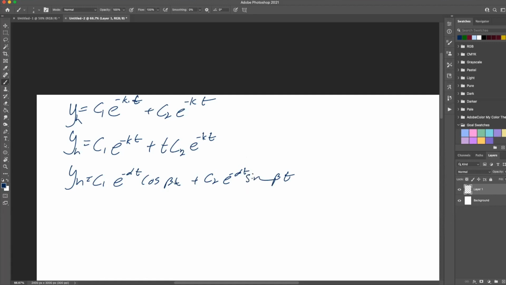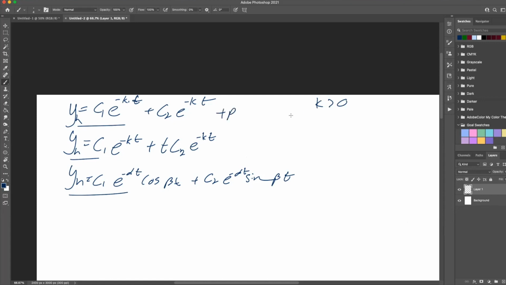So these are our three cases: overdamped, underdamped, and critically damped. And I'm going to say K here is positive, right? These K's are greater than zero, because if it's a real solution, these better be. And as I go to infinity, these go to zero.